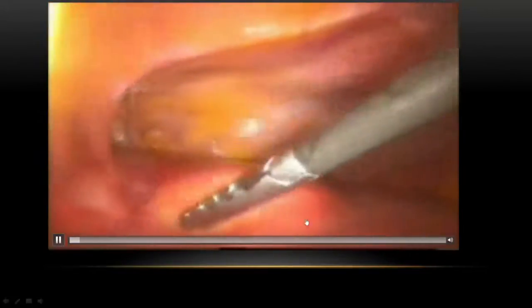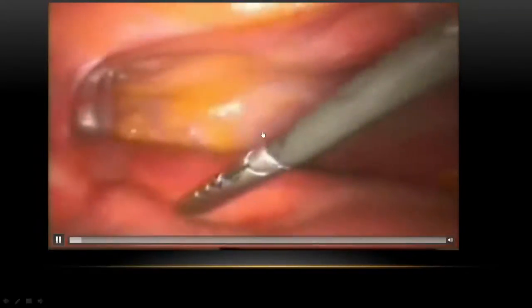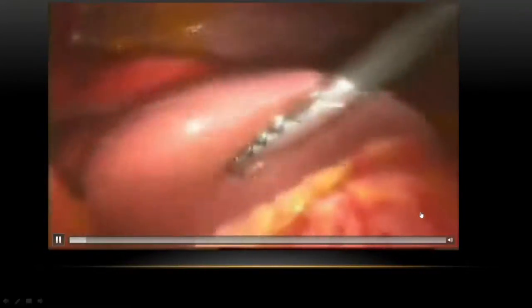And this is the falciform ligament, and this is the left lobe of the liver, the anterior surface of the liver, and here the posterior surface of the liver is fine. Here is the stomach, and this is the anterior surface. Now a little adhesion is also there.